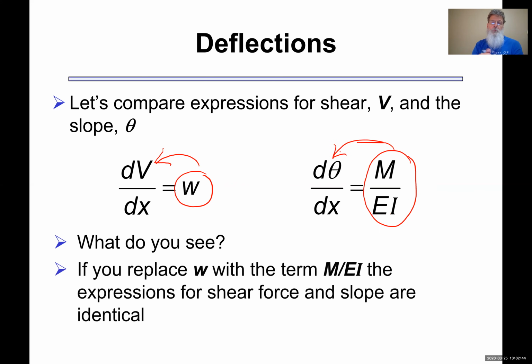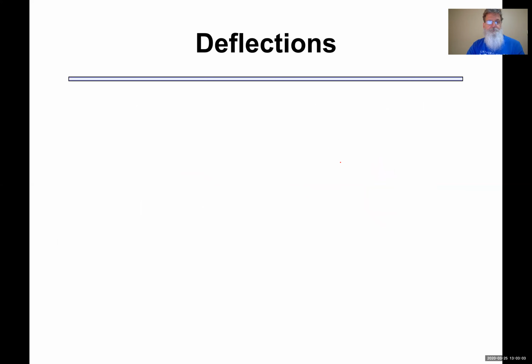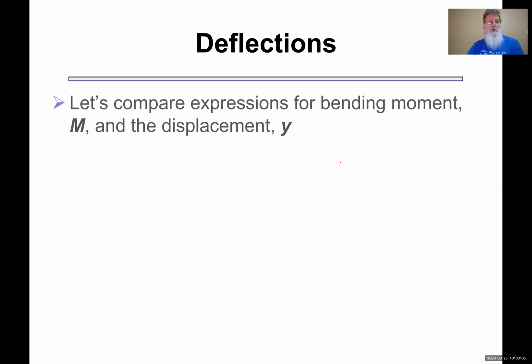So really, if I were to replace load with M over EI, I could then have this same relationship between the loading to get the shear, and that would be the shear in the conjugate beam. But shear in the conjugate beam will be slope in the real beam. And the same thing can be done if you look at moment expressions.